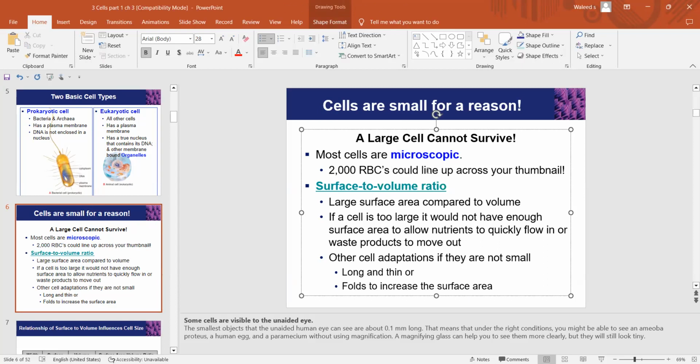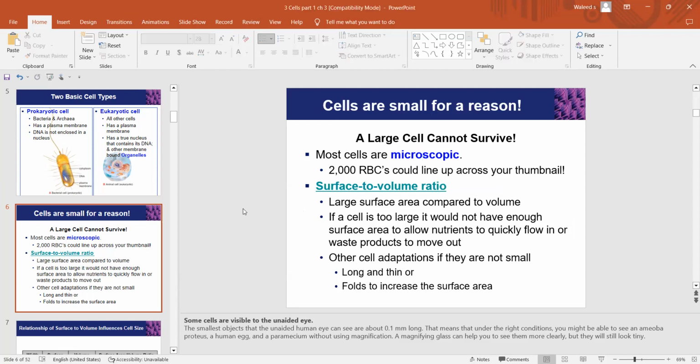2,000 red blood cells, this is how small it is. You can line it up across your thumbnail, believe it or not. If you put some blood on your thumbnail, and I'm asking you, can you tell me approximately? It's like 2,000. This is how small it is. And why does it have to be small? Because this will give you large surface area compared to the volume. Large surface to volume ratio. It's very large. If the cells are large, it will be the opposite.